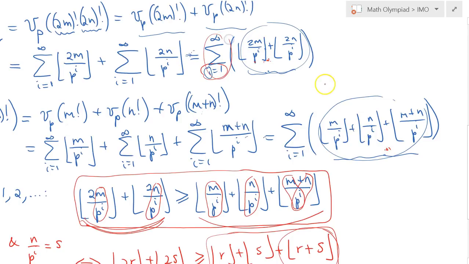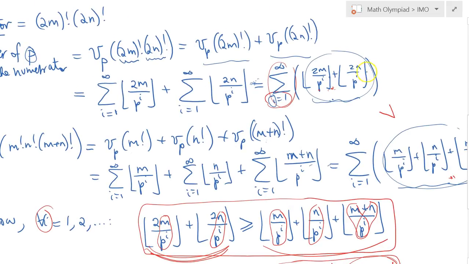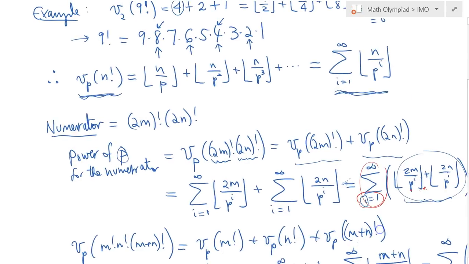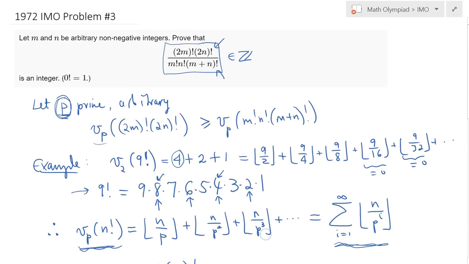Of course, the sum would exceed the sum of the other one. Which means the power of p in the numerator exceeds the power of p in the denominator for any arbitrary p. So that solves our problem.